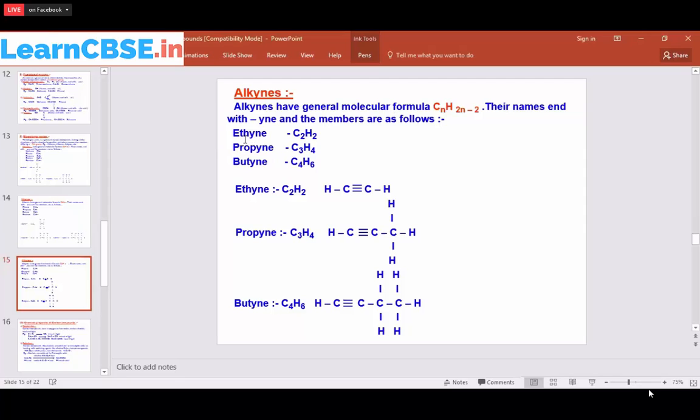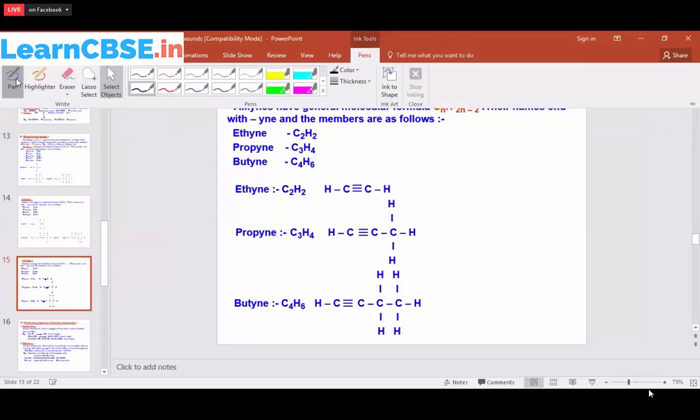So the first member of the family is ethyne, because there is no methyne. At least two carbons are needed to make a triple bond, but in methane we have only one carbon atom, so it cannot make the triple bond. So the first member of the family is ethyne.